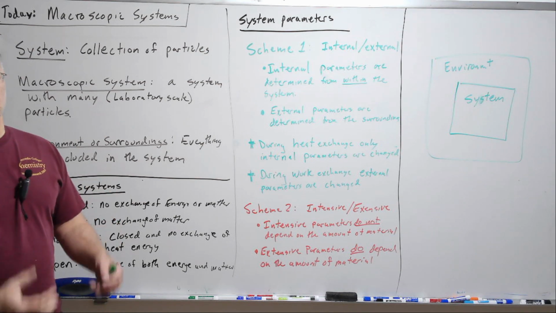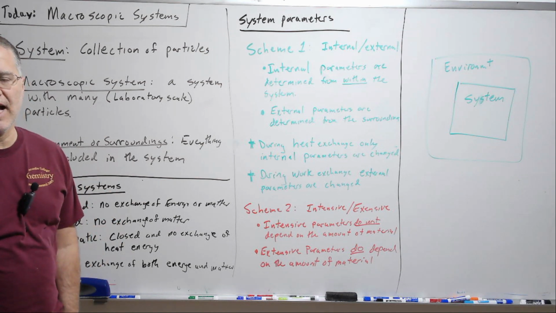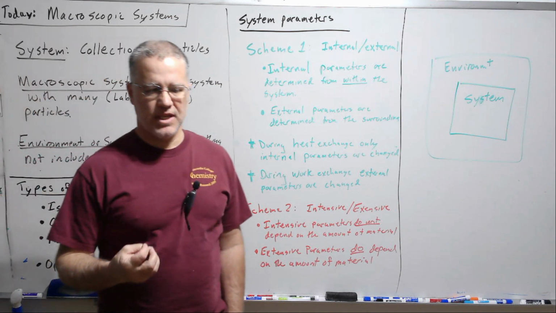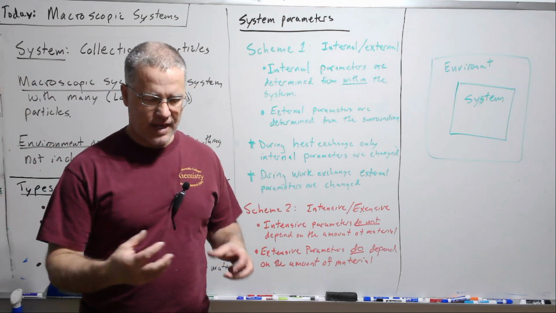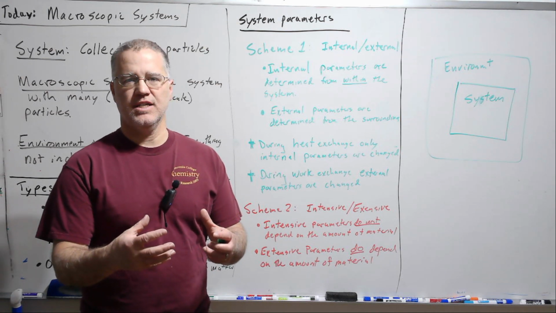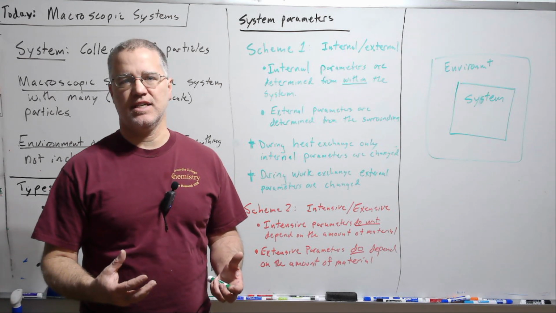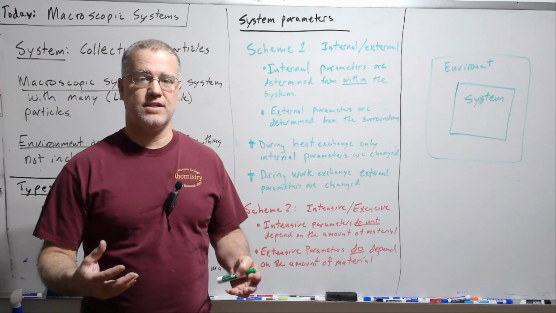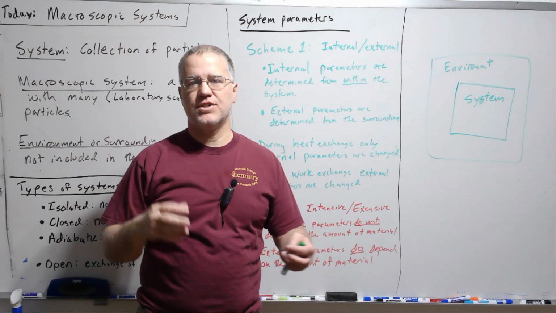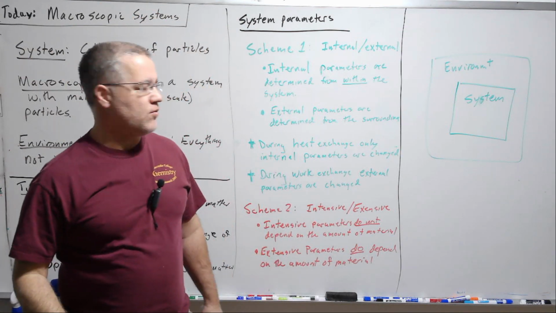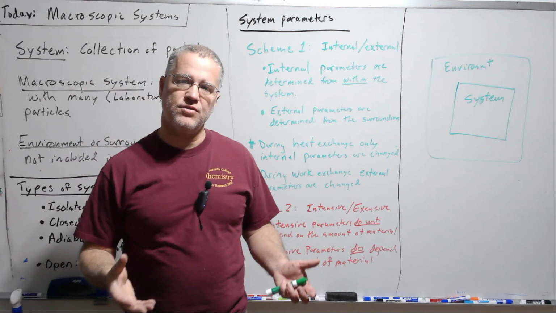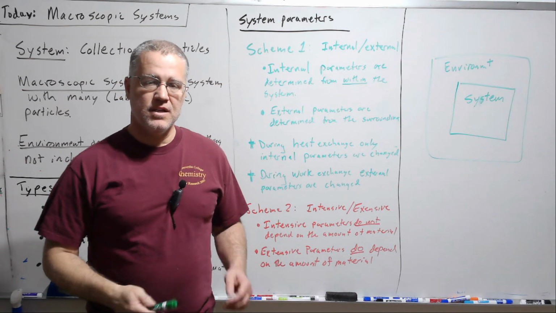Now there are no isolated systems in reality, but what we're talking about here is a timescale thing. If, on the time scale of the experiment, there's no exchange of particles or energy, then we can treat that as an isolated system. The only true isolated system is the entire universe. There's nothing else beyond the universe that can interact with it in any way. The universe is it. That's all there is. And so that's the only true isolated system.